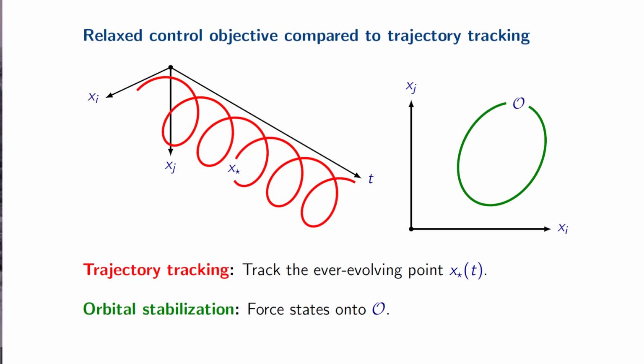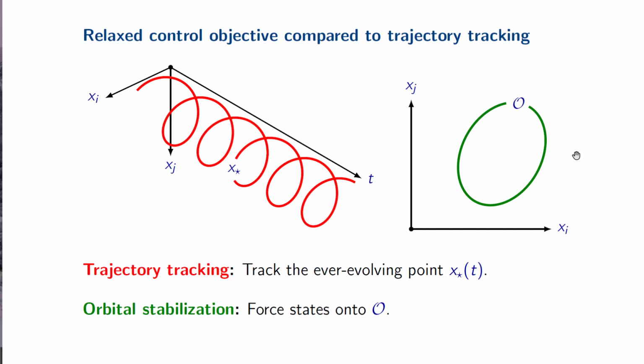So for instance, consider that we want to stabilize some sort of periodic solution. Now in the system's time and state space, this will trace out some sort of spiral curve as shown in red here. In trajectory tracking, we would want to converge onto this curve, or stated differently, we want to track some sort of ever-evolving point, x star, which evolves in the system's state space. While in orbital stabilization, we only need to look onto the projection of this spiral onto state space, which in this case is just this ellipsoid shown here.